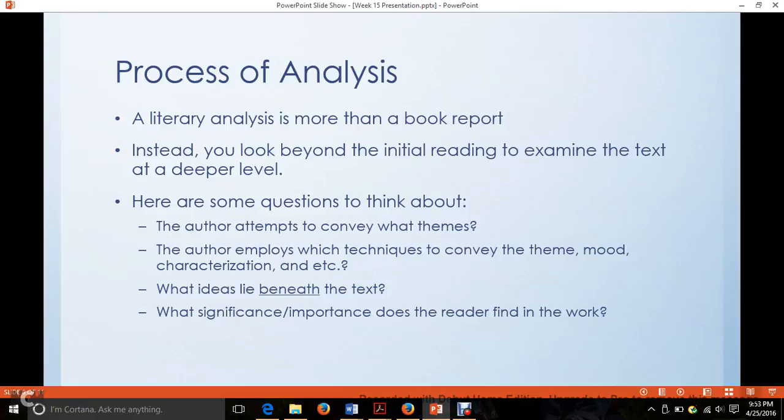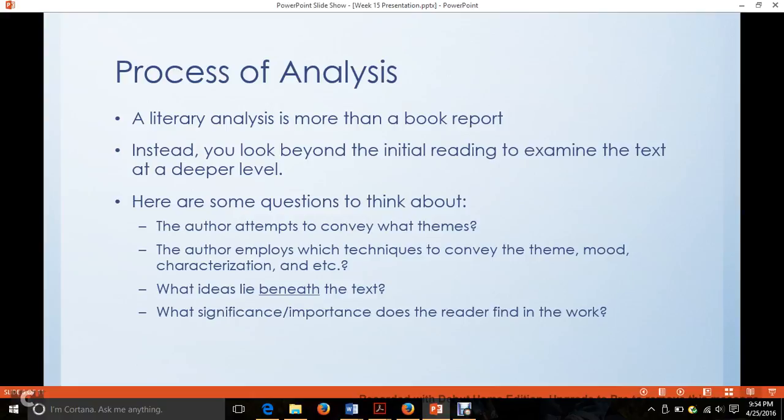Instead, you're looking beyond the initial reading of the text and examining things on a deeper level. So you're going in to look at a work through the lens of analysis. So some questions to think about. You could think about how the author attempts to convey themes. You can look at or think about things like literary techniques that we've discussed in class so far. So this could be characterization, theme, mood. It can be tone, diction. Think about all the different things that we have talked about in terms of voice and all the different literary elements.